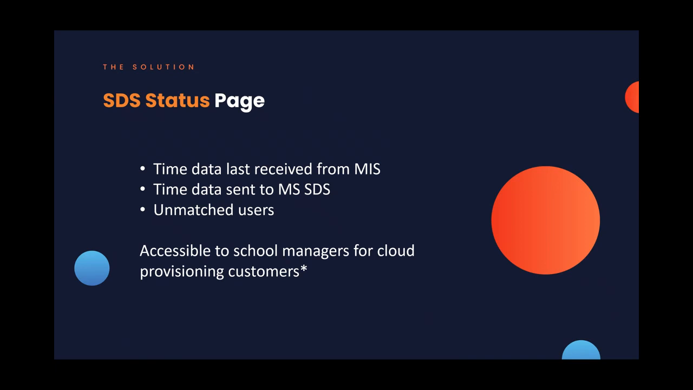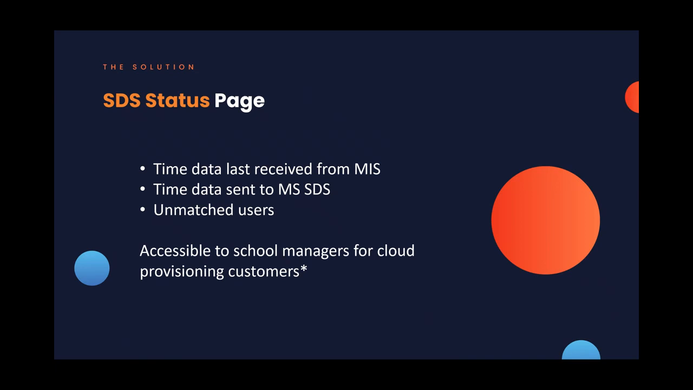So for example, seeing what time we last received the data from your MIS system, the last time we sent that data to Microsoft School Data Sync, and also any unmatched users. And that's the big one that we find with schools: we need to know who the person is in the school MIS system and who they are in Azure AD. And one of the main ways we do that is by student email address, but it could be the employee ID, if you're using some sort of tool like Salamander to create your users, you might use that.